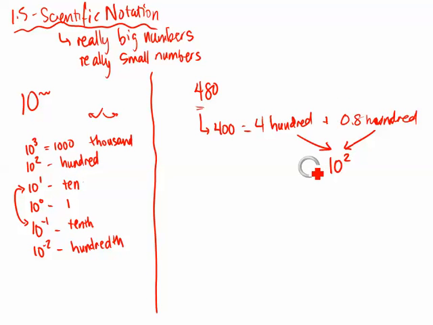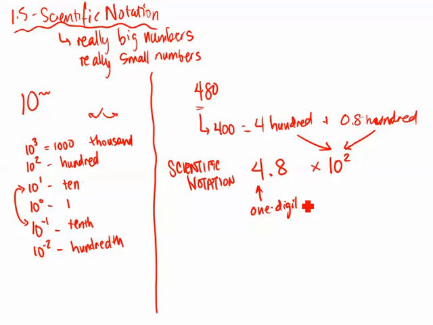Now, the whole number part of it is what's left over. So we have 4 and 8/10 of that 100, which creates the number part of it. So this is now called scientific notation because we took the number 480 and we brought it down to one digit. So what's special about scientific notation is there is one digit and then a decimal place. And then we have times the power of 10.